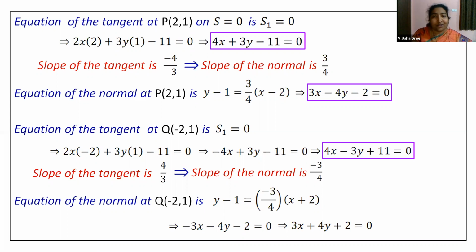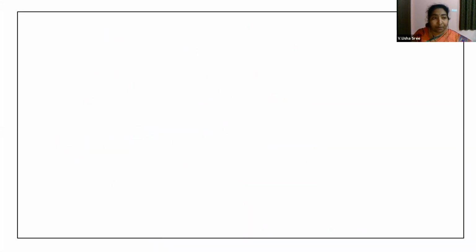Got it, children? So this is one of the problems which gives you an idea how to calculate the tangent and normal when the point is not given directly, but a condition is given saying that the ordinate of the point is 1. Okay. Now we will look into another problem.